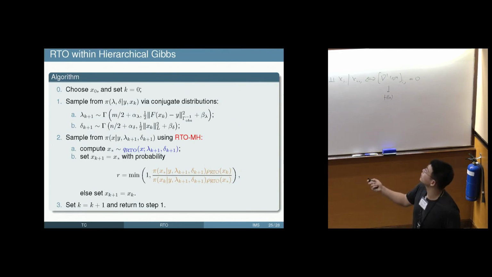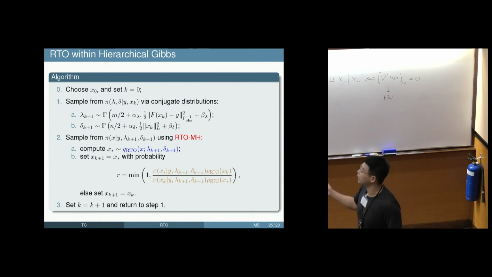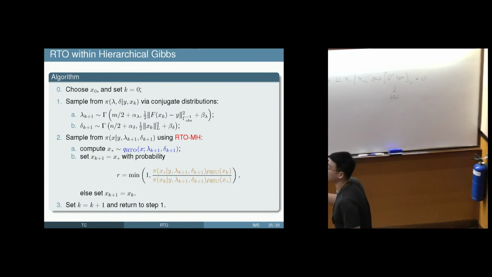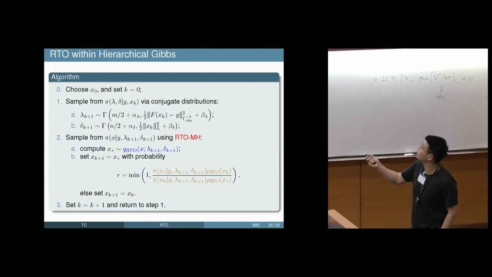So here we first condition on the given parameter x and sample the hyperparameters. Then, conditioned on these updated hyperparameters, we can apply RTO to sample the resulting primary variable. Because RTO has a relatively high acceptance rate, RTO can be a good sampler for dealing with the primary variable here.